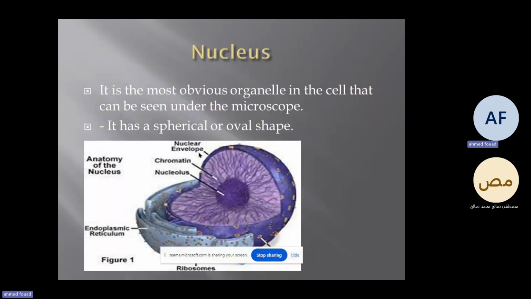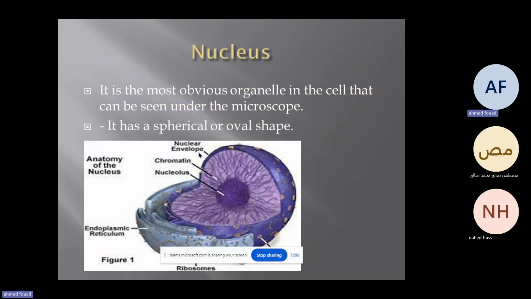Second, we are going to speak about the protoplasm. The protoplasm is divided into nucleus and cytoplasm. What about the nucleus? The nucleus, as you know, is the most obvious organelle in the cell, and I can see it with an ordinary light microscope.